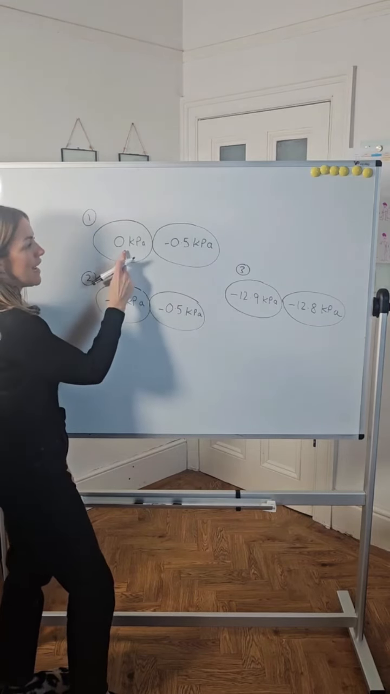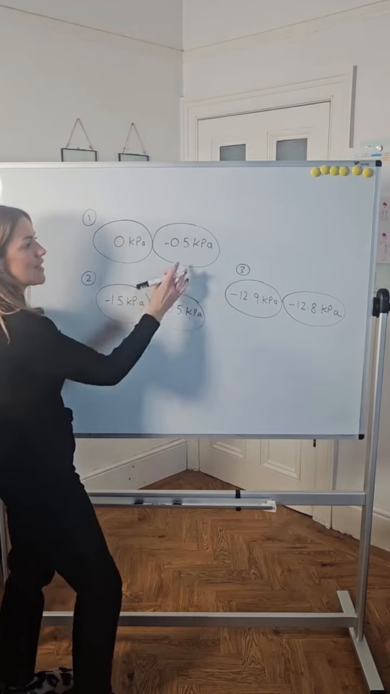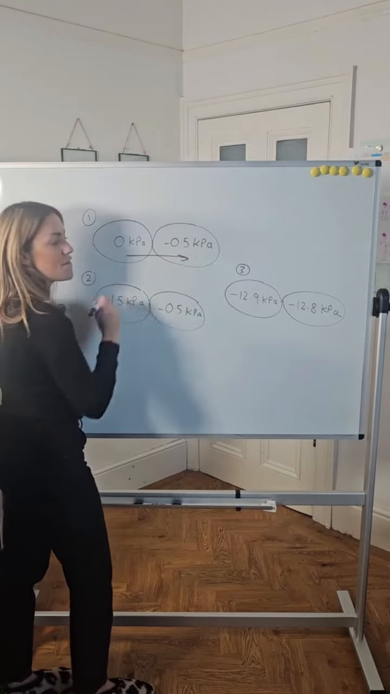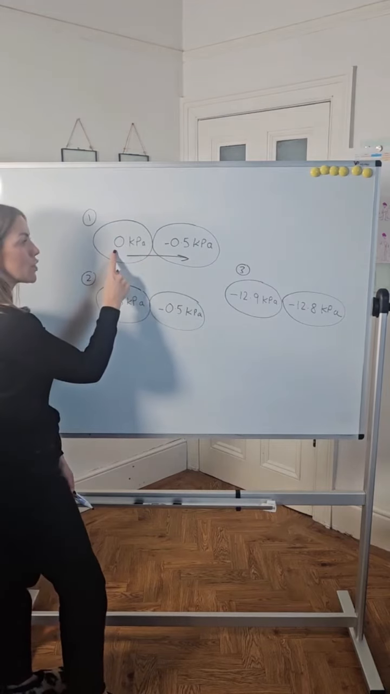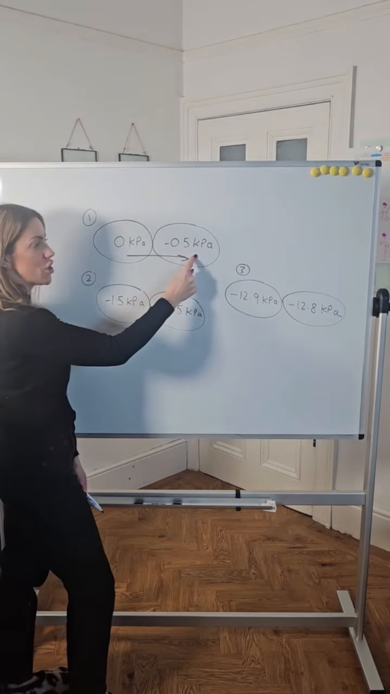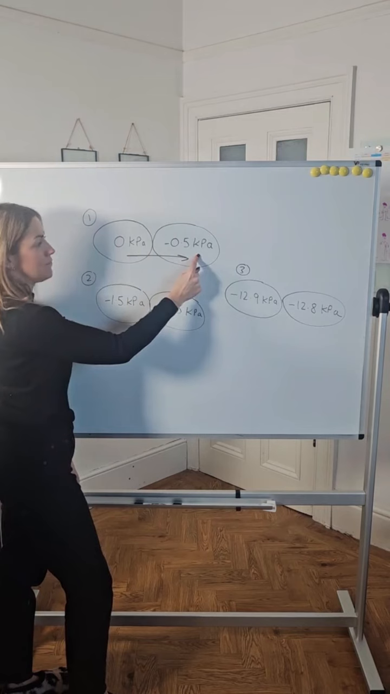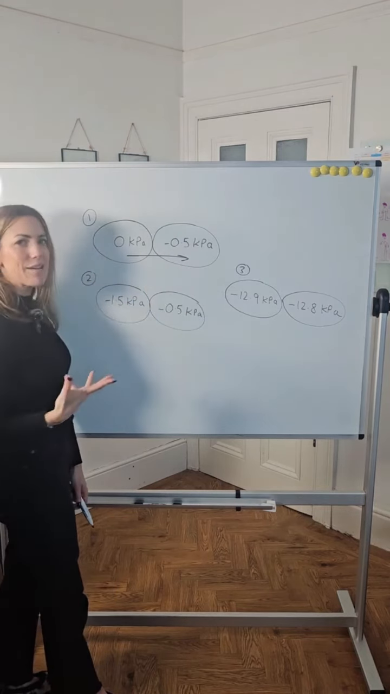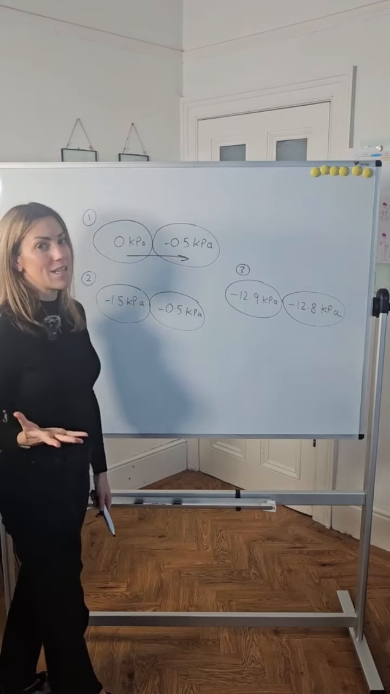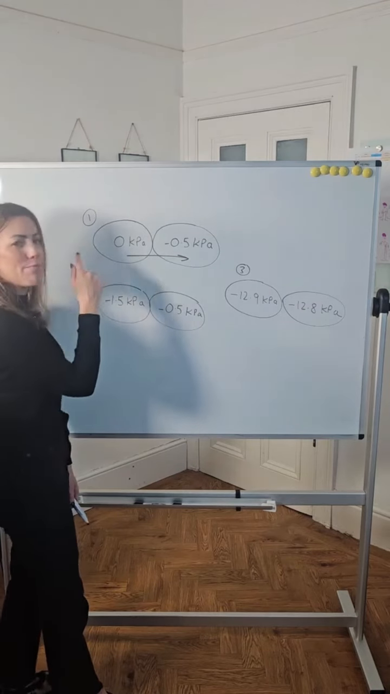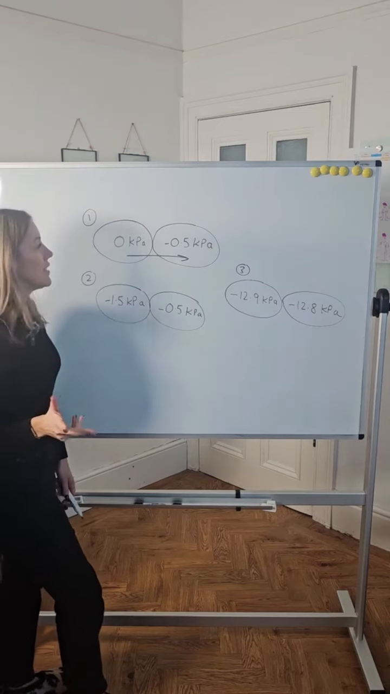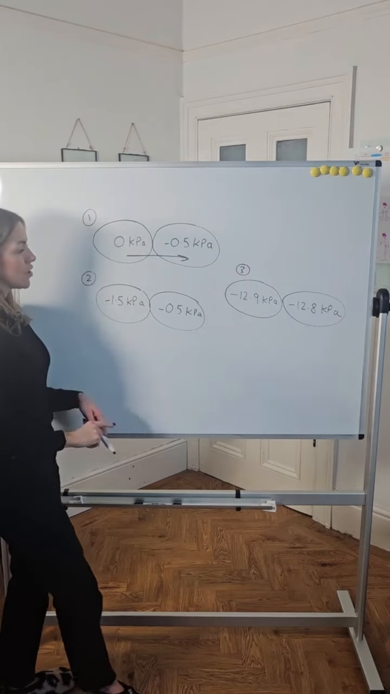Well, this cell has a water potential of 0 kilopascals. This one is minus 0.5. So the water's going to move that way because we're going from a higher water potential to a lower water potential. And this is more negative. Inside this cell, this would have to be pure water because 0 kilopascals is the highest water potential possible. So that would have to be pure water with no solute dissolved in there, which is very unrealistic, by the way. Let's have a look at number 2.